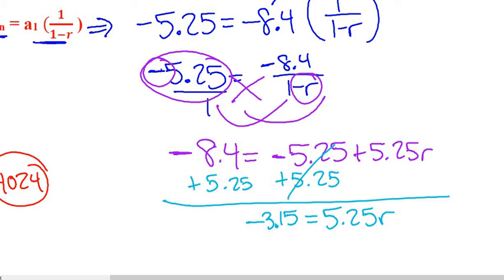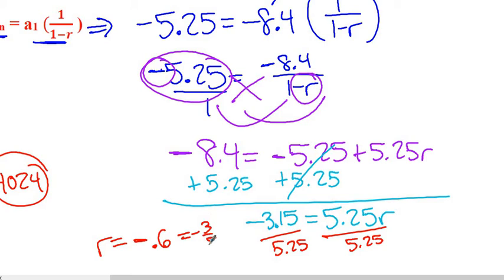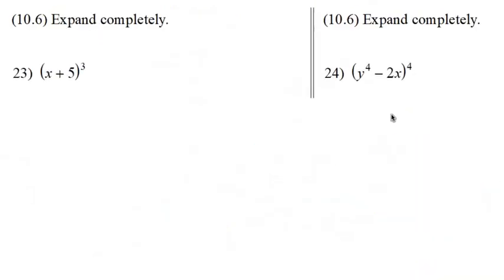So we have to divide both sides by 5.25, and this will give us the r value. The absolute value of this should be less than 1. We already said that because if it wasn't less than 1, obviously it would not be a converging series. We wouldn't even be able to find the sum. When you do this, it turns out to be negative 0.6, or if you prefer a fraction, negative 3/5 would be our result. Of course it does have an absolute value less than 1, so that makes sense.